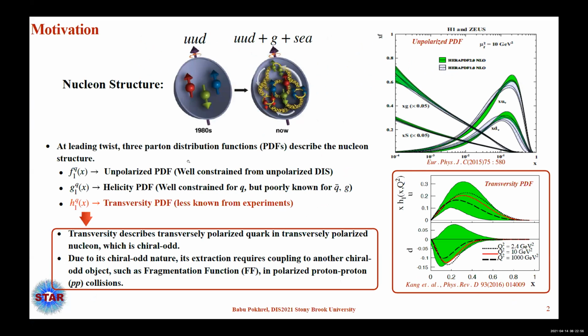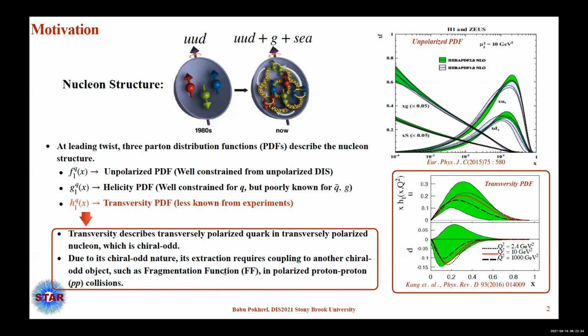At leading twist, three parton distribution functions describe the nucleon structure completely. The unpolarized, which is well constrained, is shown at the top here. The helicity PDF, which is constrained for quarks, but poorly known so far for antiquarks and gluons. The transversity, which is less known from experiment, which I have highlighted here, and which we know from the previous talk as well, is an important piece of information for the transverse nucleon structure, and its extraction is difficult because of its chiral-odd nature, which requires coupling to another chiral-odd function, such as the fragmentation functions.